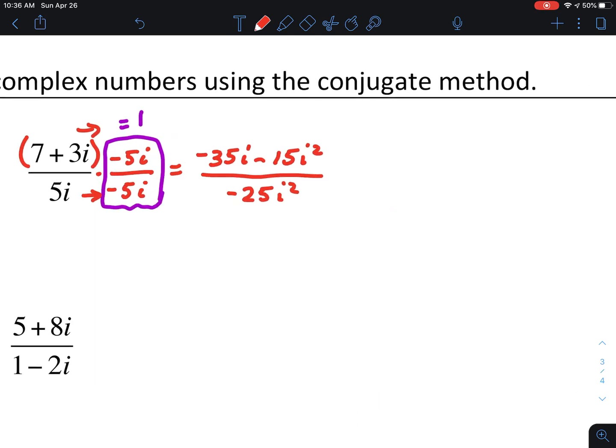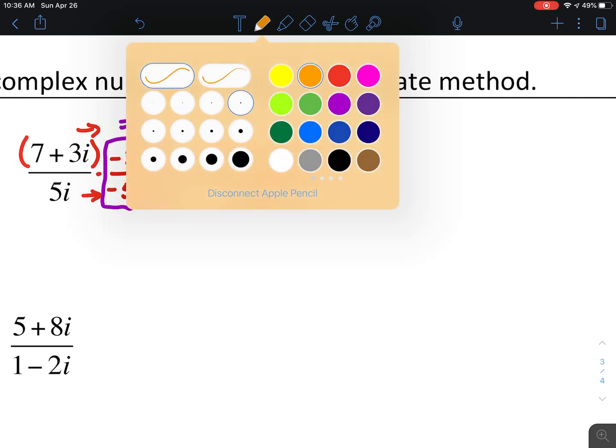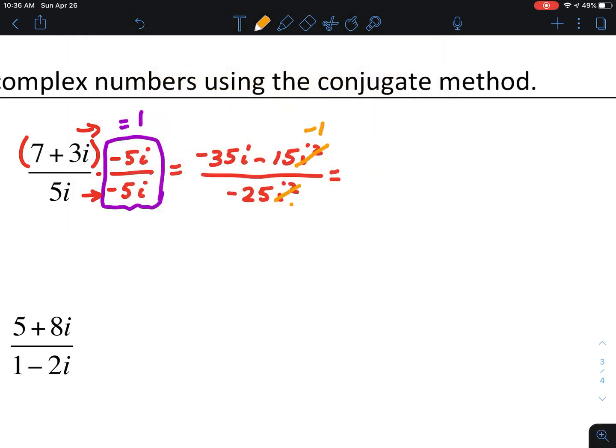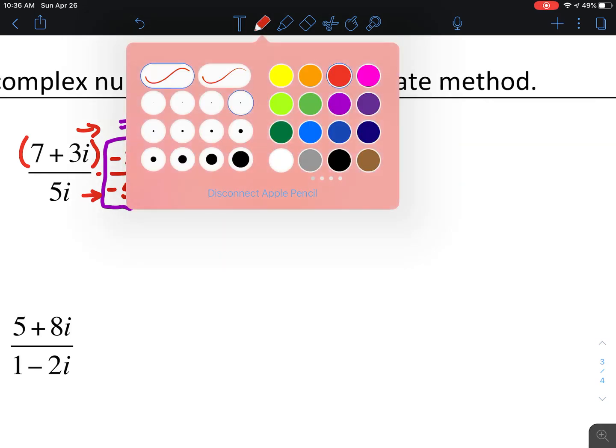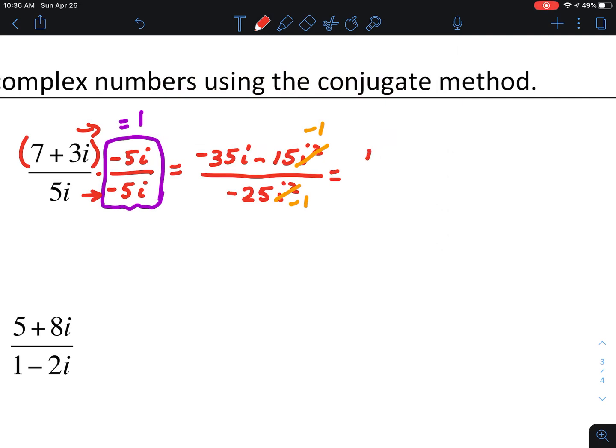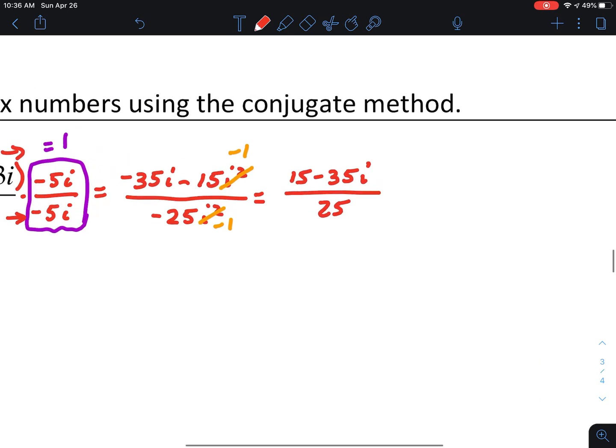I want to go ahead and simplify a little bit. Take care of those i squareds, right? So remember, i squared is negative 1. So this becomes negative 1. This is going to become negative 1. That makes my numerator, and I'm going to switch the order again, 15 minus 35i. And in the denominator, I've got negative 25 times negative 1, which is positive 25.